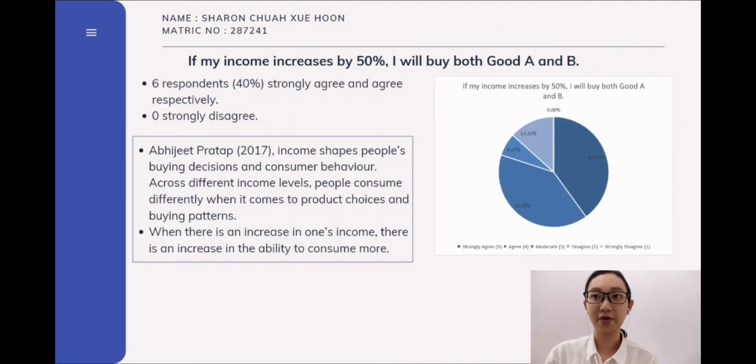Last but not least, the fifth assumption assumes, if my income increases by 50%, I will buy both good A and good B. The percentage of respondents who strongly agree and agree with the statement above is the same, which is 40% respectively. According to Upyejit Pratap 2017, income shapes people's buying decisions and consumer behavior. When there is an increase in one's income, there is an increase in the ability to consume more.